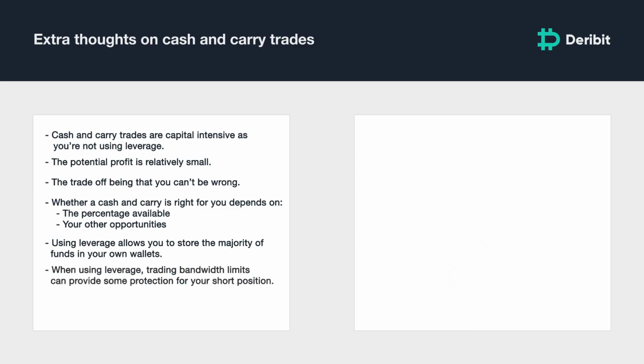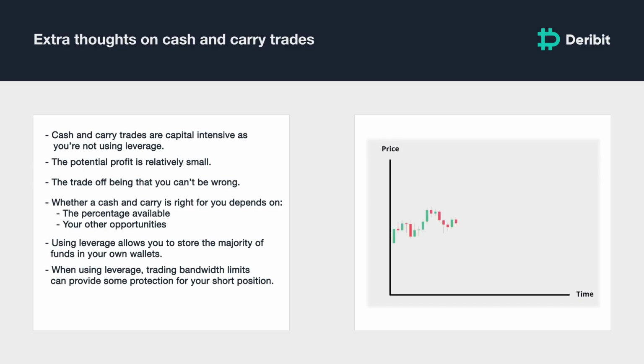When using leverage, there is also a reason why Deribit specifically is a great platform to place this type of trade, and that is the trading bandwidth limits that Deribit uses. In short, the trading bandwidth limits stop any trades that are outside a certain percentage band around the mark price from executing. This reduces the severity of any temporary spikes like liquidation or stop loss cascades, as it stops them from moving more than a certain distance from the mark price.